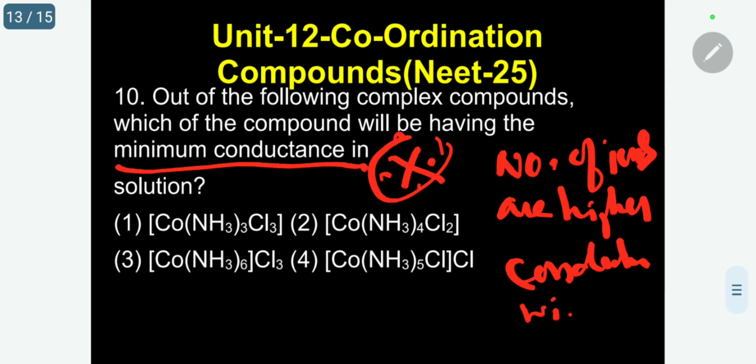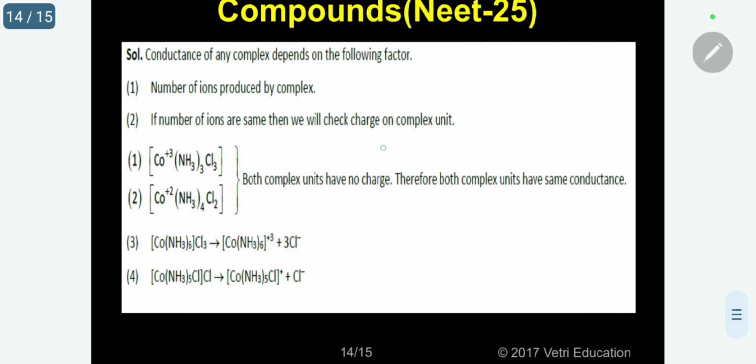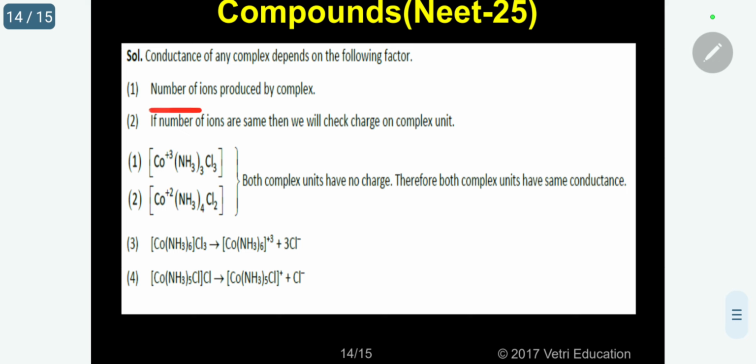Conductance will be higher. In the complex, only outside the coordination sphere can be ionized. Inside the coordination sphere will not be ionized. So you have to keep these two factors in your mind. I hope it is clear. Now let me give some information. Kindly follow me. We must find the number of ions produced by the complex. That depends on what is outside the coordination sphere. So if the number outside the coordination sphere is more, the conductance will be more.